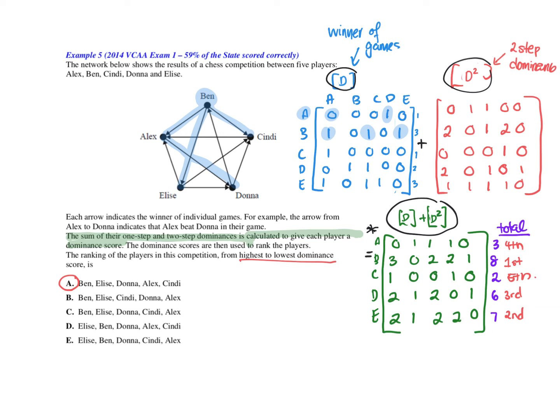So I can tally up their 1 and 2-step dominance. All I've done is added across the rows there, and we can see that we get B with 8 points. So they're the most dominant. They said to rank the players from highest to lowest dominance score. So B had the highest, so we wanted to see B first. Then Elise had the second, so she's in second, and so on, and that's how I found the answer.